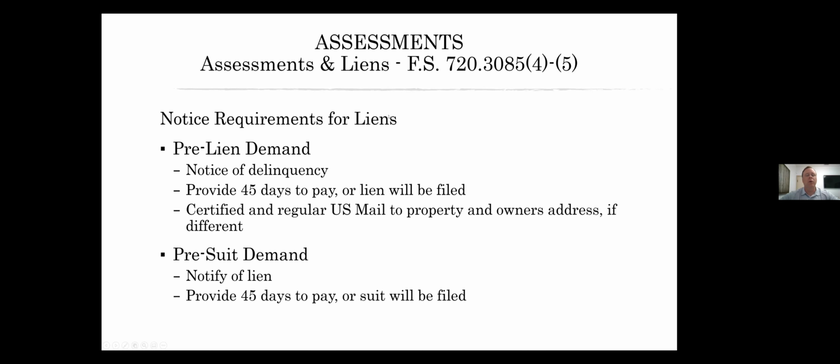So when you have an owner who isn't paying their assessments, you have to follow the statutory procedure in order to place a lien on their property and ultimately to foreclose. The first thing that you have to do is send them a letter that they are delinquent, and you have to give them 45 days to pay that amount, or a lien will be filed. It has to go by certified and regular mail. You have to do that first, and you usually do that through your attorney.